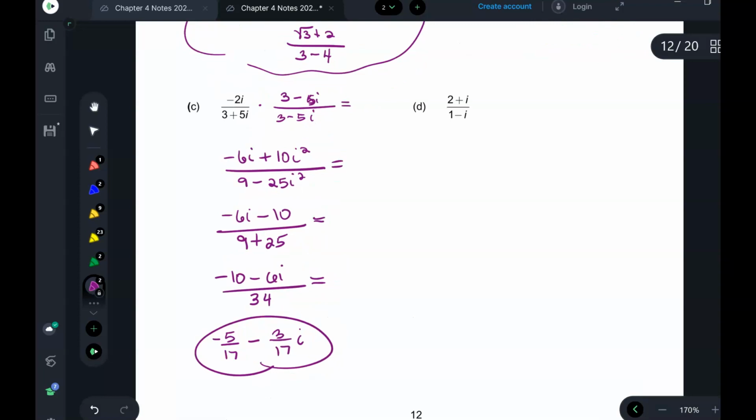Why did you go to negative 5 over 17? To make it in the form a plus bi, I want to make this part separate from this. So if I want one big fraction, I split it up into two parts.